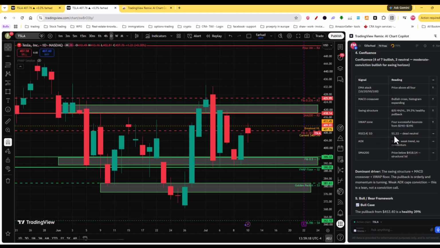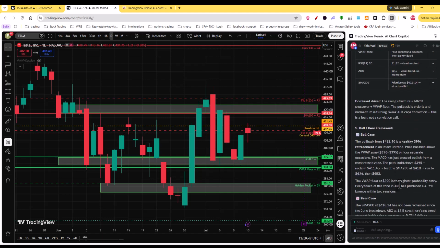RSI 51.22, neutral. So still not even oversold. And here you go, price below 418, SMA 200. So we are still below SMA 200, so we are going to at least touch or get close to it. We have $10 maybe. Now it's 47... $10 to go. I tell you guys, next week, if there is no bad news in the market overall, we're gonna see.